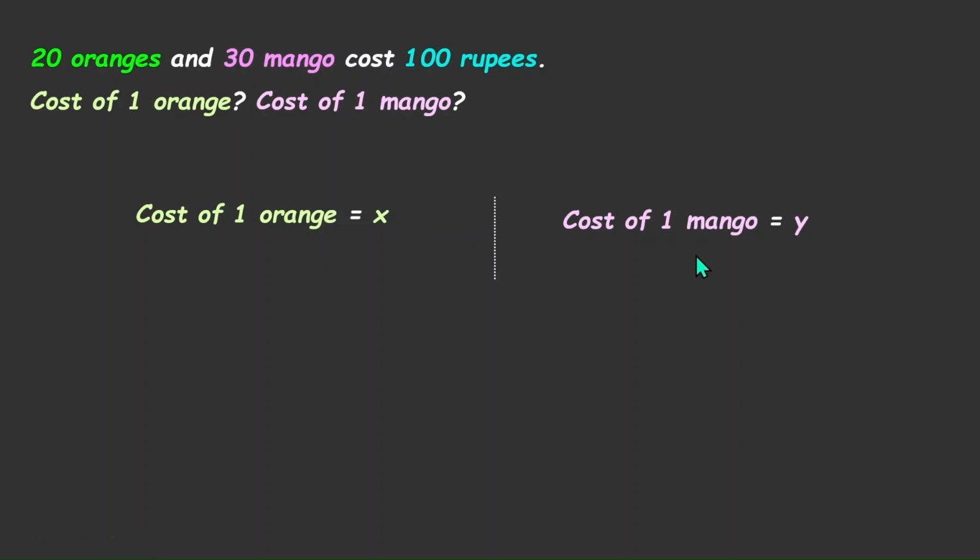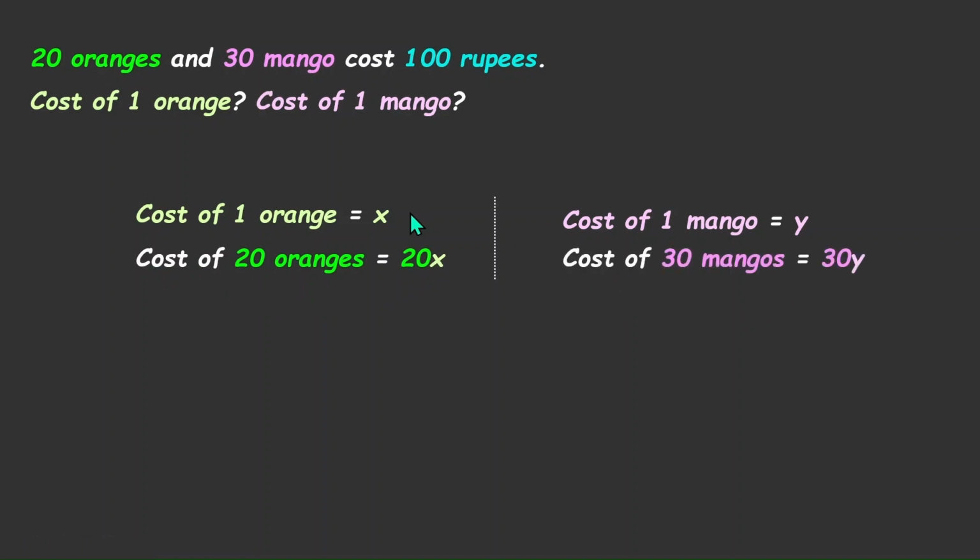because we don't know the cost of one orange or the cost of one mango. Okay. Then for the orange, we see that 20 oranges we have. So the cost of 20 oranges would be 20x and we have 30 mangoes. So cost of 30 mangoes would be 30y. And the combined cost of 20 oranges and 30 mangoes would be 100. So 20x plus 30y is equal to 100.